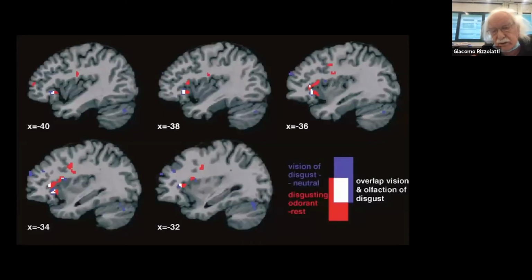In other words, exactly the same group of neurons are activated both when you are disgusted because you are stimulated by an odorant, and when you see a person who is disgusted. In other words, it's something which puts together others and myself.